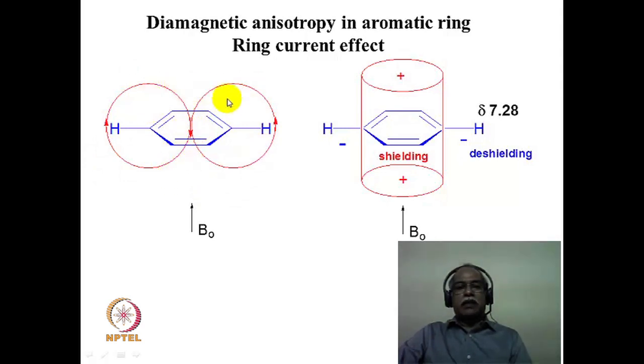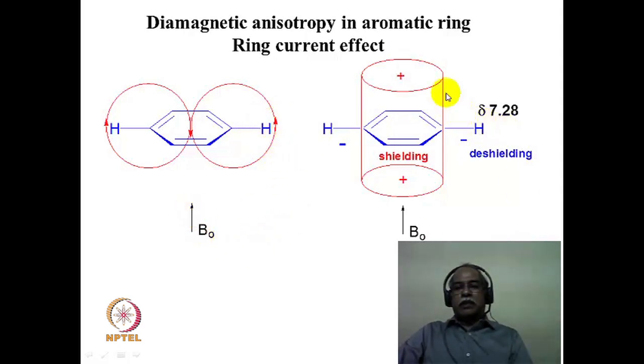So you consider donut shaped lines of force around the periphery of the aromatic ring in such a manner that in the center of the aromatic ring, the lines of force of the induced magnetic field oppose the external magnetic field. So this is going to be highly shielding in nature, whereas in the periphery, where the hydrogens of the aromatic nucleus lie, the lines of force of the induced magnetic field align with the external magnetic field. So this is going to be de-shielding in nature for this particular hydrogen.